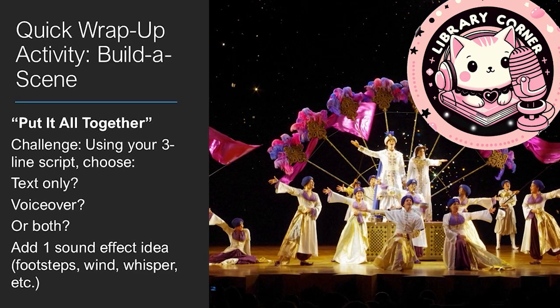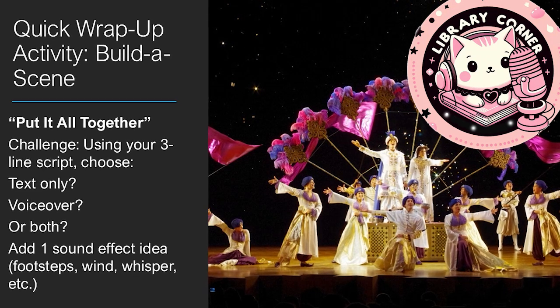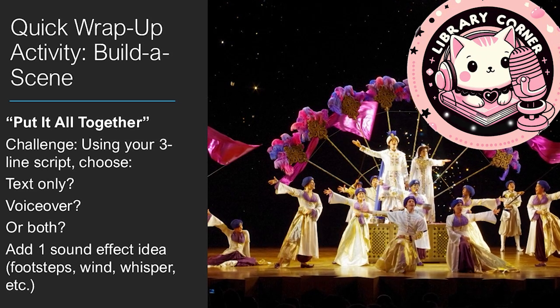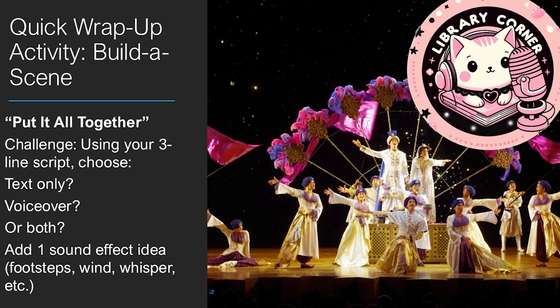So make these decisions about your 3-line script that you wrote. Would you do text only? Would you do voiceover, or both? And then maybe think about adding one sound effect idea, something like footsteps, wind, whispering, something like that. So go ahead and take a little time to take your script and make those decisions, write them down, and we'll go about the rest of the lesson in a minute.